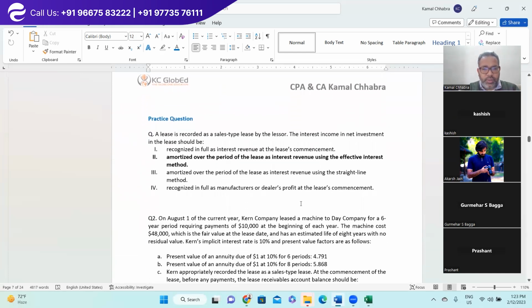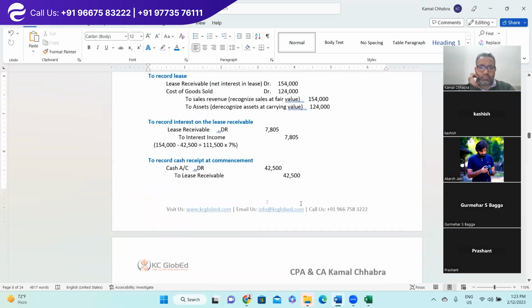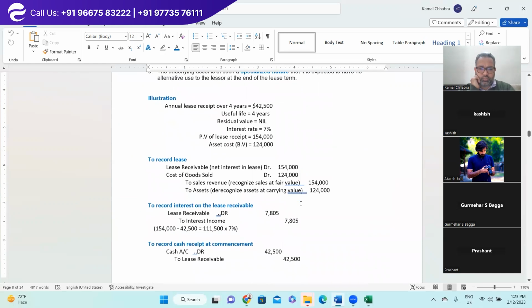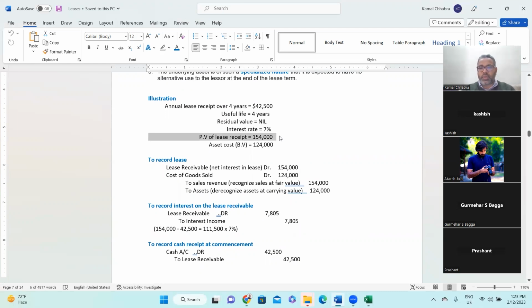Okay, so let's do two quick questions over here. A student asks: we have booked the receivable fully as 154,000, then we are adding interest into it? Yes, this is the present value of the lease receipt. So every year you will be adding interest.